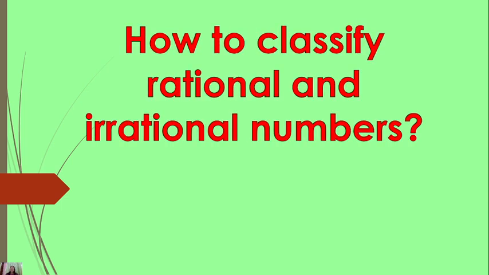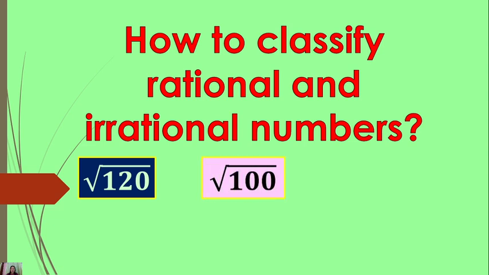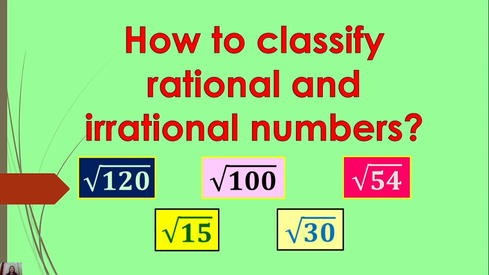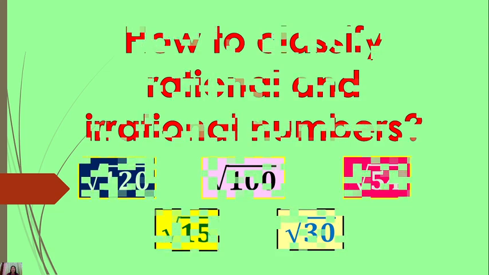Next, how to classify rational and irrational numbers, just like square root of 20. Is it rational or irrational? Square root of 100, square root of 54, square root of 30, and square root of 15. Which one here is rational? Which one is irrational? Okay.